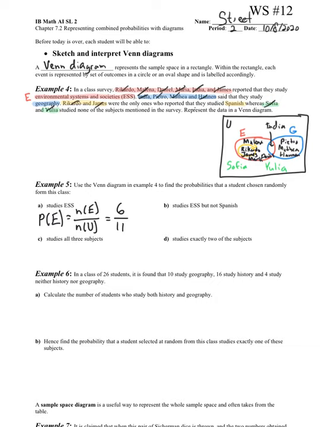Now, studies ESS, but not Spanish. They're going to be 4 out of 11 of those ones, because that's everybody except for Ricardo and James. Then there's someone that studies all 3 subjects. That's a 0, because Ricardo and James are the only ones that study Spanish, and they don't study geography. And then the last one studies exactly 2 of the subjects. So Ricardo and James study 2 subjects. India studies 2 subjects. So that's going to be 3 out of 11 of the total students study 2 of the subjects.